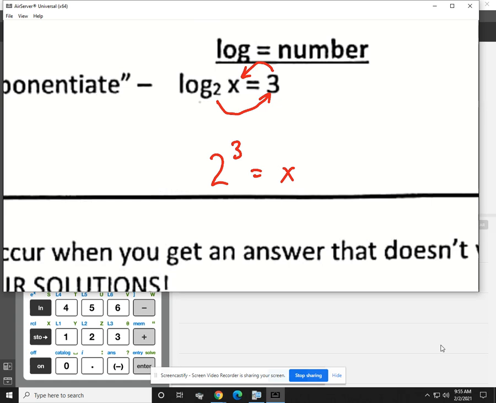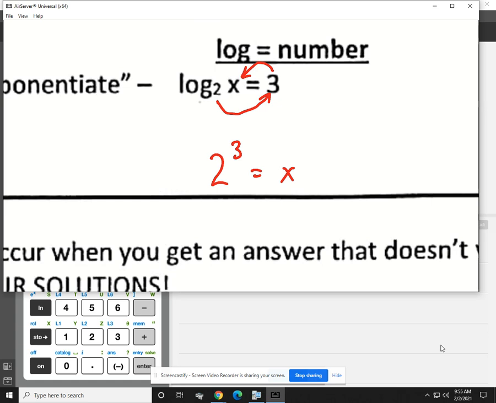Equals x. So how can I simply find the value of x? Go to my calculator, type in 2 cubed. Well, what is 2 times 2 times 2? What is 2 cubed? So x would equal 8. So that's how you do it. It's very simple.